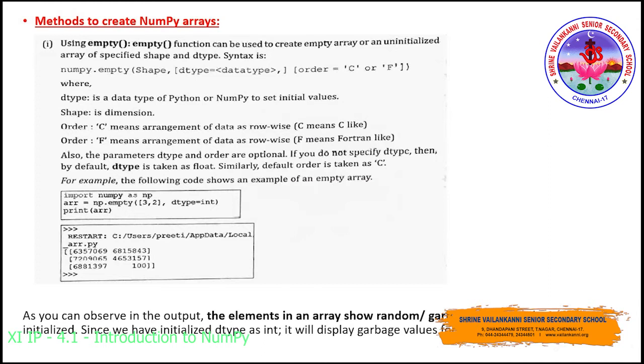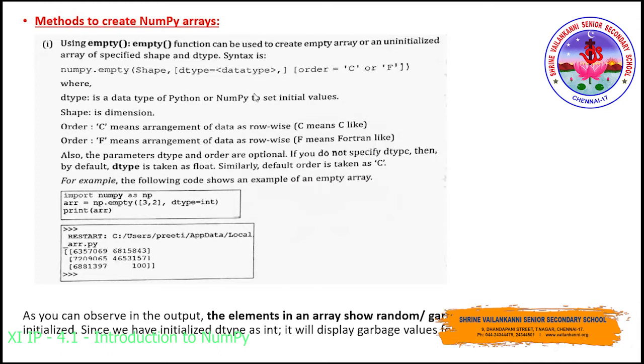Let us discuss the first method, which is the empty method. Using this empty function, we can create an empty or uninitialized array. In the sense, if we just provide the shape, the array will be automatically initialized with some random or garbage values. For that purpose, we make use of the empty method.